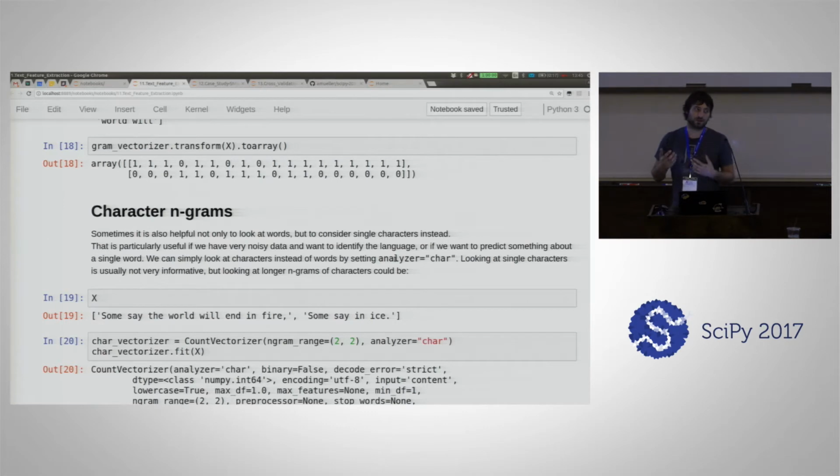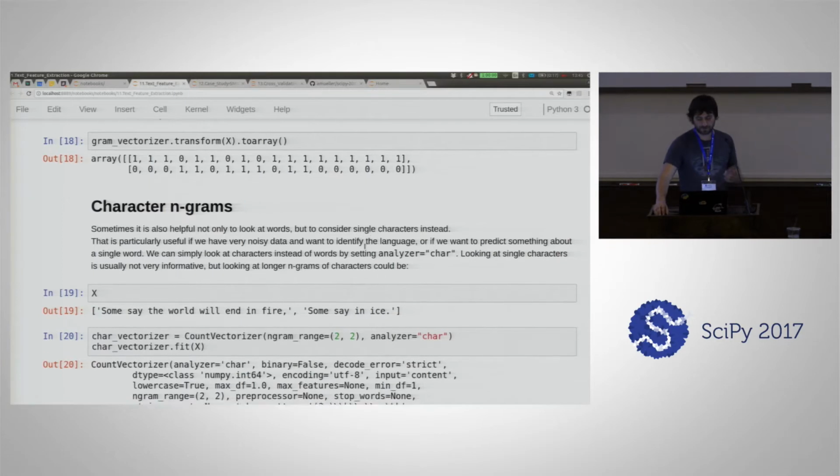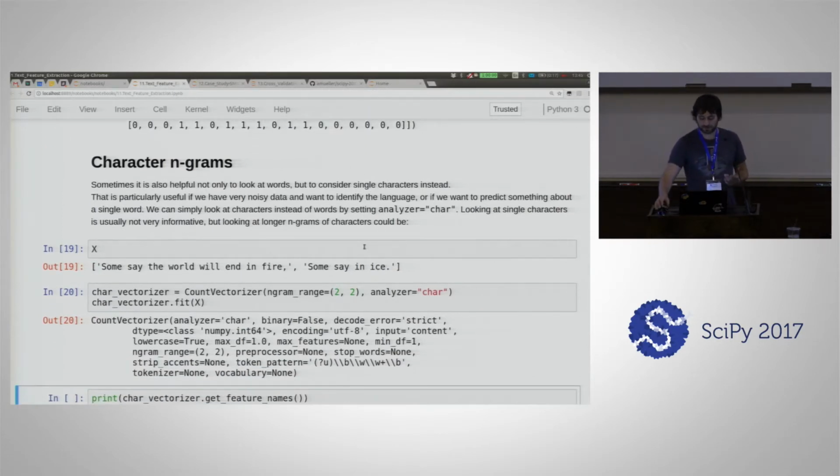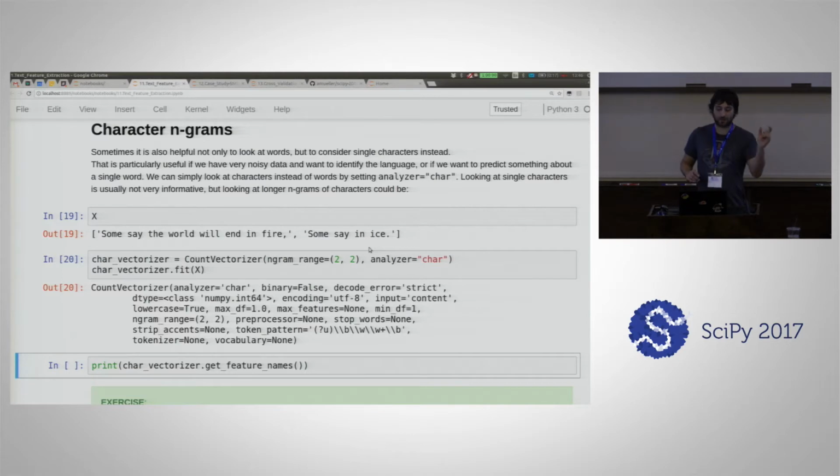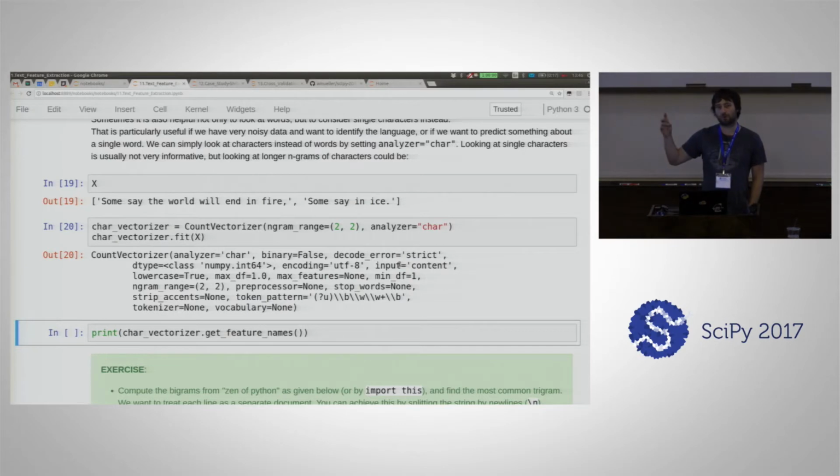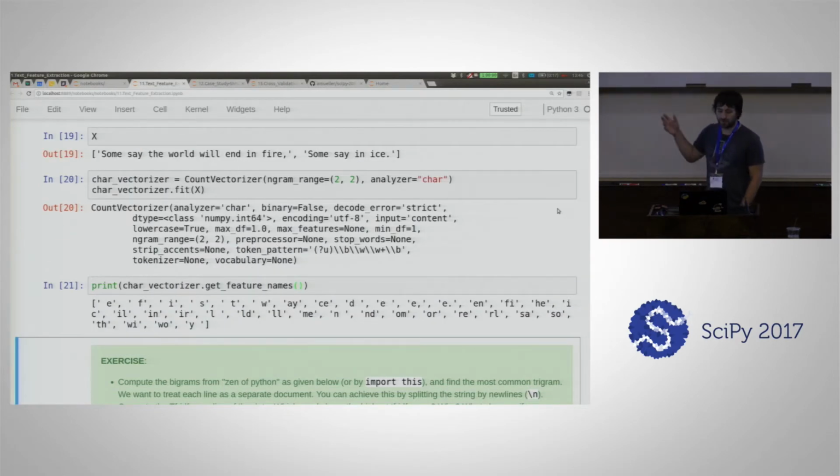Sometimes that's also helpful for text if there's a lot of misspelling or if there's a lot of obfuscation, like people using numbers instead of letters, for example. You can get the common word stems by looking at character n-grams. Usually you take more than one or two; you take a sequence of like 5 or 6 characters. And so here are all the bigrams for the text: some say the world will end in fire, some say in ice. A lot of them look like they are one character, but they also have a white space next to it.